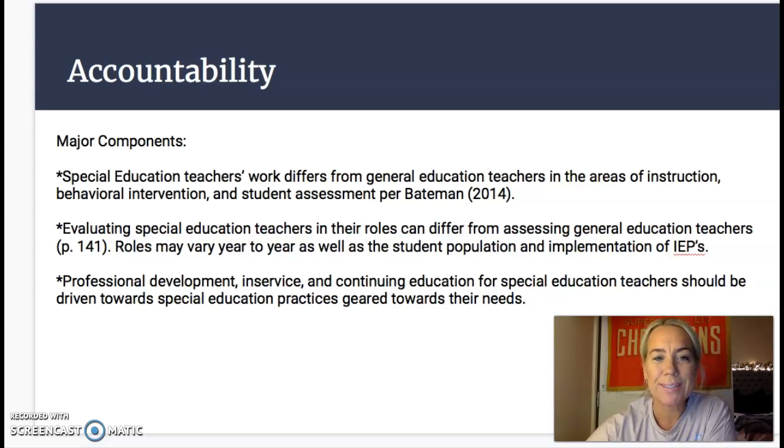Accountability, major components. Special education teachers' work differs from general education teachers in the area of instruction, behavioral intervention, and student assessment. Evaluating SPED teachers and their roles can differ from assessing gen ed teachers and their roles. Those roles also may vary from year to year, as well as the student population and implementation of IEPs. Professional development, in-service, and continuing education for special education teachers should be driven towards special education practices geared towards their needs.